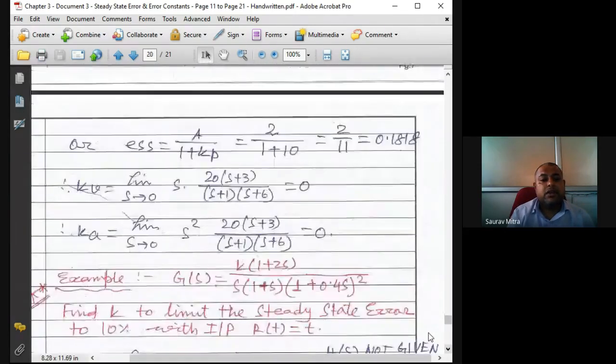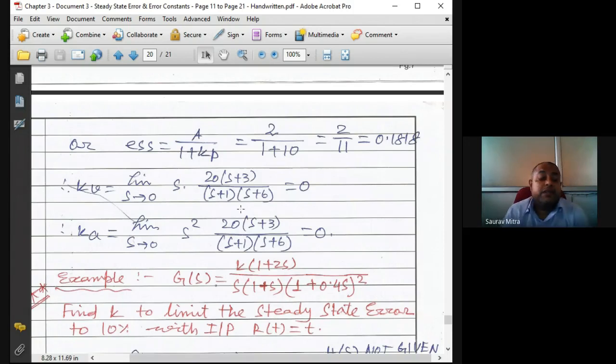Calculation by the shortcut method: this is not a unit step input, it is 2 into unit step. So the error will be A divided by 1 plus Kp, that is 2 divided by 1 plus 10. Don't make a mistake, it is 2 into unit step, that's why we have to substitute 2 here, not 1. So this is 2 by 11. If you calculate Kv, Kv will be S into G(S)H(S), so if you substitute S equal to 0, it will be 0. Ka also will be equal to 0. So we are not calculating steady state error using Kv or Ka here; we are calculating it using Kp because this is a step input. So that much was the understanding about error.